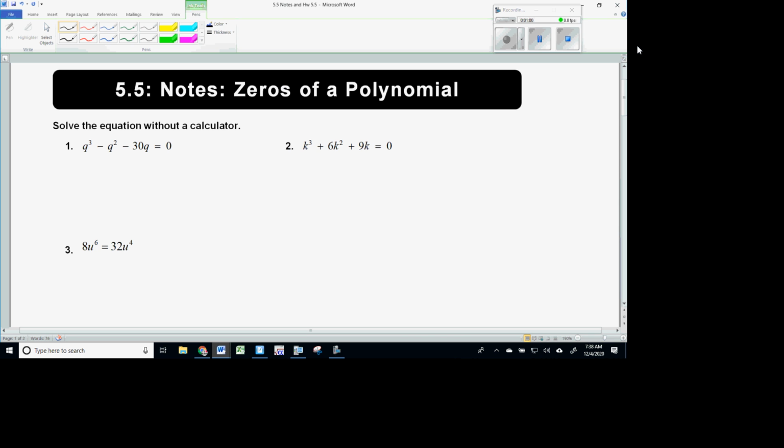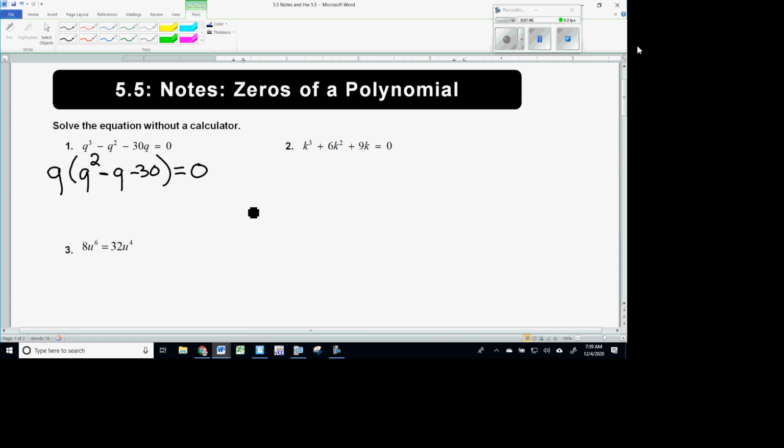So from what we did yesterday, we have: solve the equation, but let's factor this. x cubed minus x squared minus 30x, now we have equals 0. Step 1 is to factor. What would be our common factor that we take out? x. So if we take out an x, we then have x squared minus x minus 30. Now we're going to factor that.